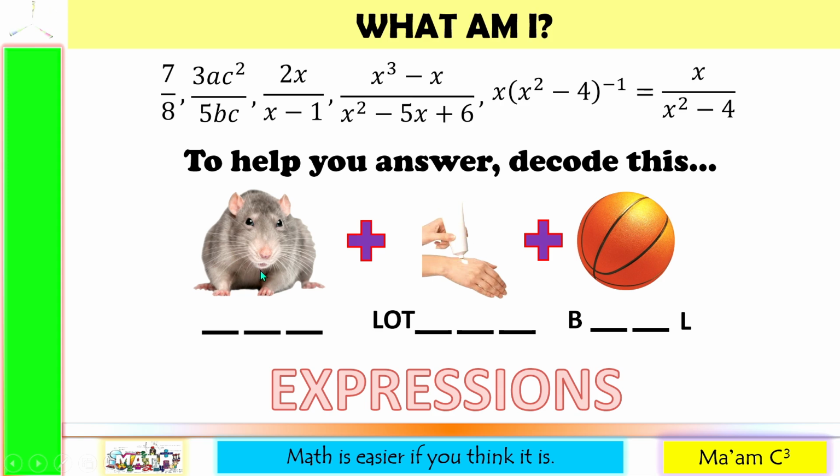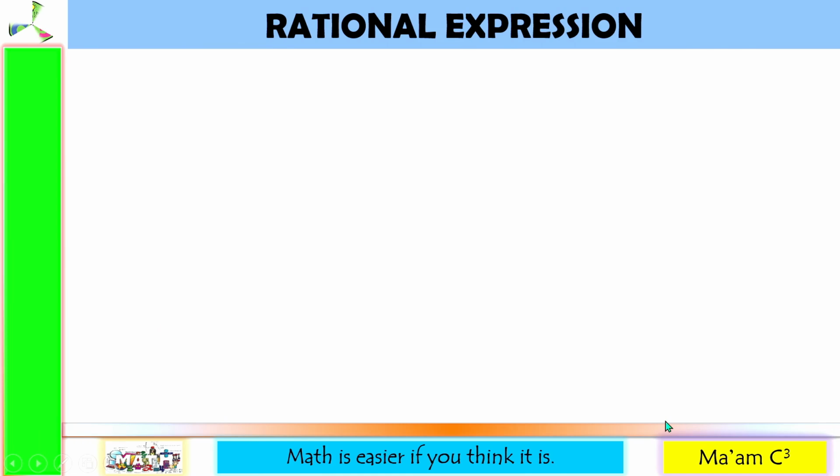This is a rat. Let's write R-A-T. This one here is a lotion. We already have L-O-T, so let us add I-O-N. And this one is a ball. We already have B here, so let us write A and L, and we already have another L here. Now let us combine the letters that we wrote: R-A-T-I-O-N-A-L, rational expressions.